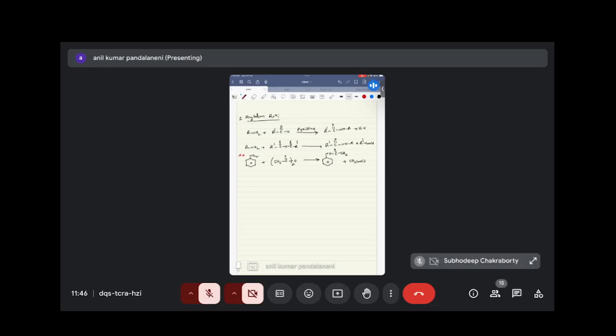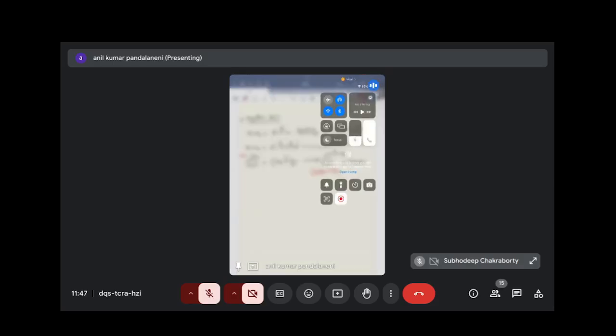What is the name of this product? Anyone? This reaction is also very simple. This is known as acetanilide. Don't forget acetanilide. What is para-hydroxyacetanilide? Paracetamol. Okay.